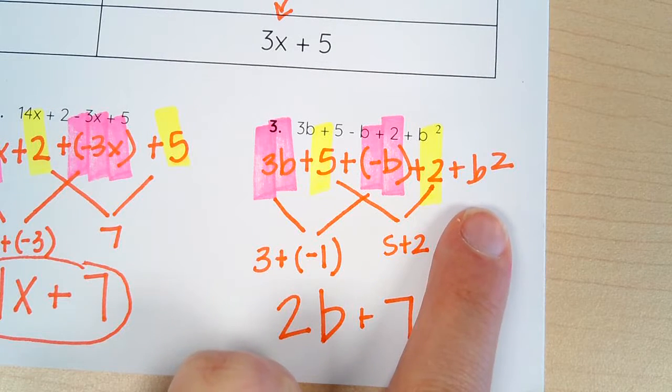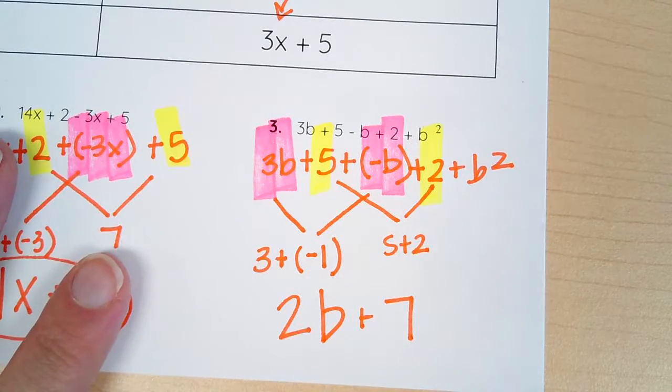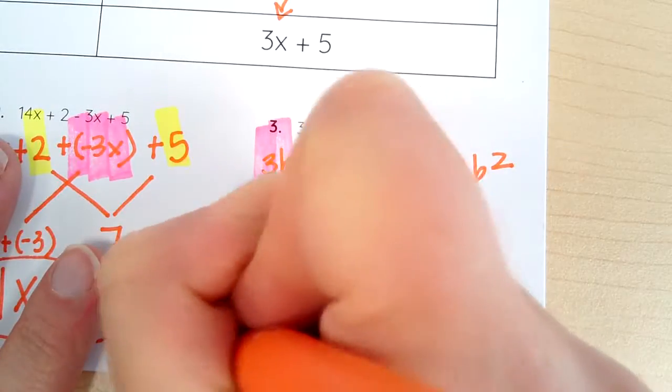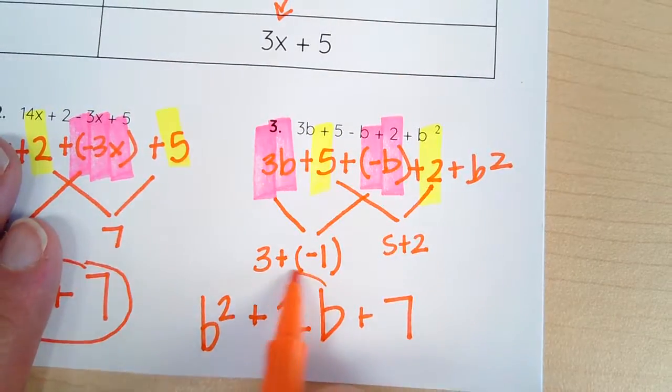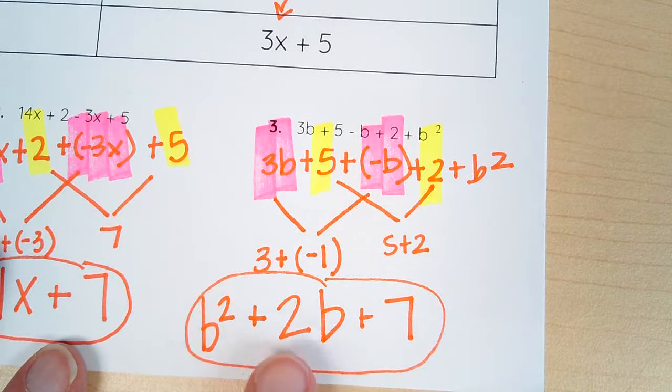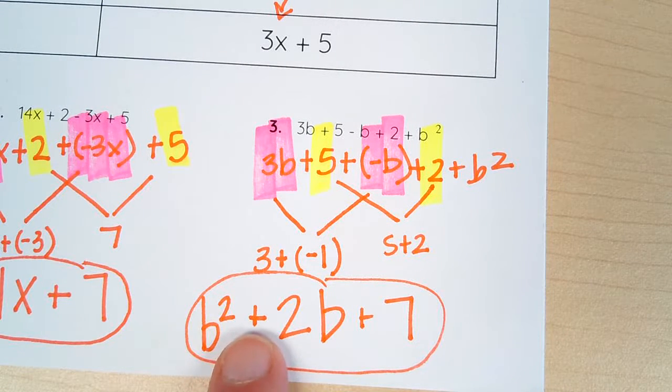And then I have left that b squared. Just because I can't combine it doesn't mean I shouldn't use it. I still need to include it. So my most simple expression is 3 terms, b squared plus 2b plus 7. And that is as simple as it will go.